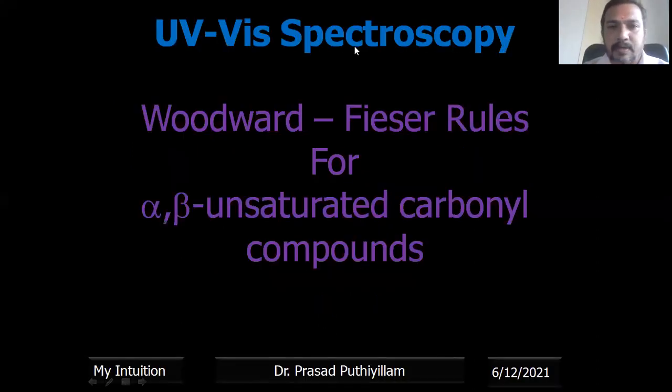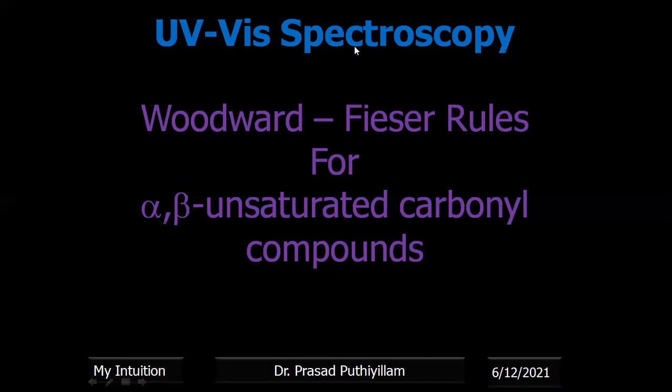Now this particular video is for explaining the Woodward-Fieser rule for alpha beta unsaturated carbonyl compounds. The Woodward-Fieser rule we already saw in my previous video. Now, for alpha beta unsaturated carbonyl compounds, how is this rule applied, and what values are given to predict the lambda maximum for different alpha beta unsaturated compounds?